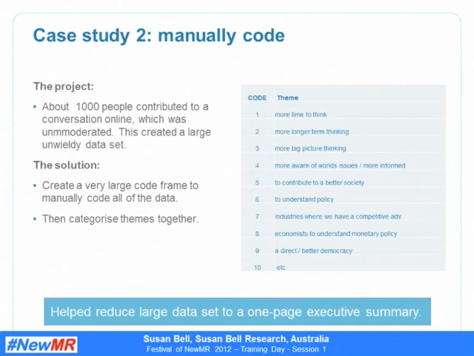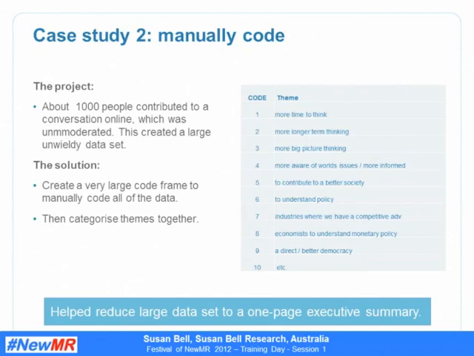I worried a lot about this one because at first I kept thinking, how am I going to do this? The project was about 1,000 people. They'd all contributed to an online conversation which was unmoderated, which basically meant they talked about whatever they liked, apart from a very general question they all responded to. And it just created a huge, huge unwieldy data set. And I wasn't at all sure how I was going to go about it.